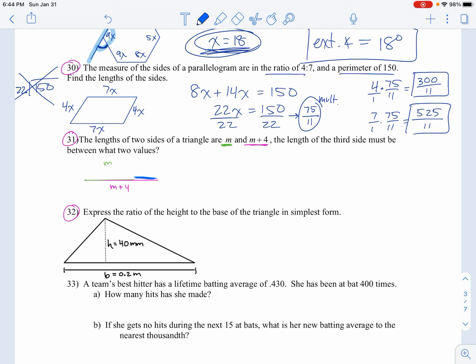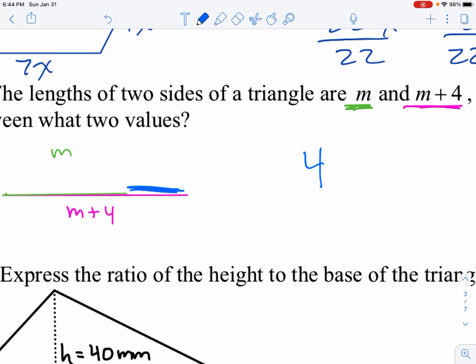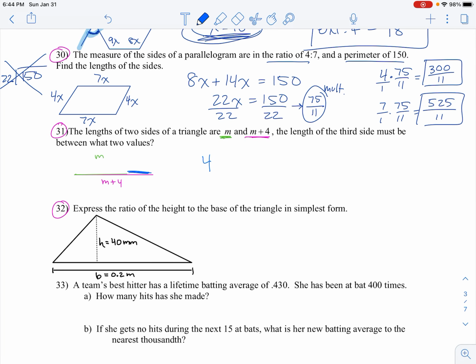In this case, 4, it can't be exactly 4 because that would mean that my green was sitting exactly on top of the pink. But if it's a minuscule amount above, I can have 4 as my lower bound. So it's not less than or equal to, it's just less than.